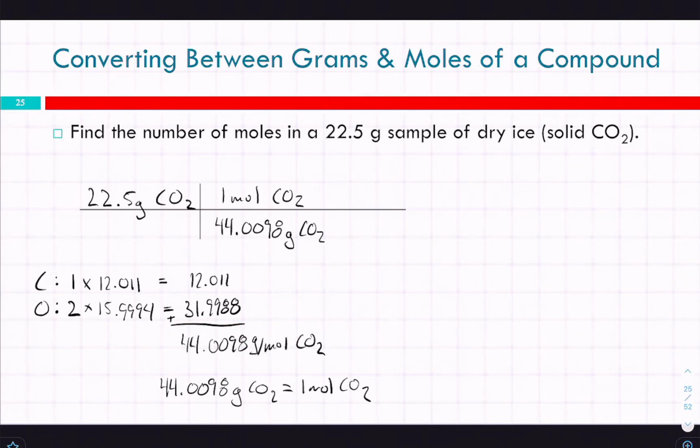So then it's 22.5 divided by 44.0098. It's going to be 0.511249, round that up to 8 moles of CO2, and then with 3 sig figs, 0.511.